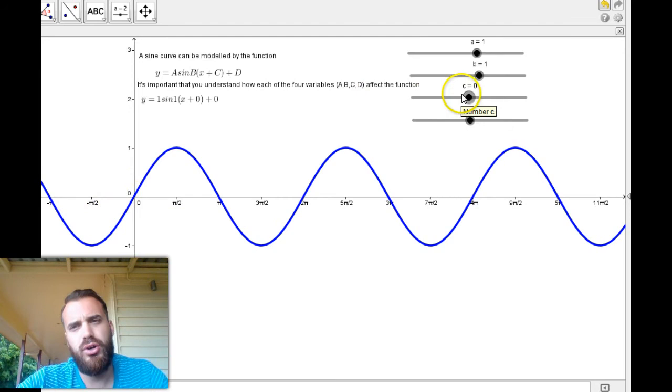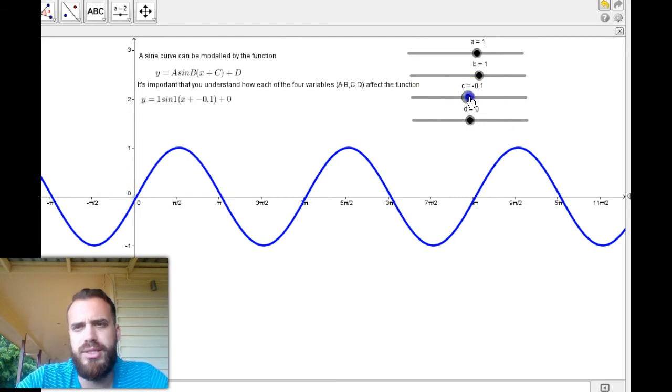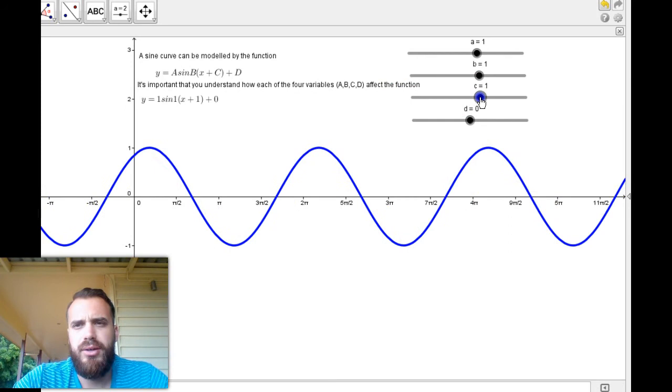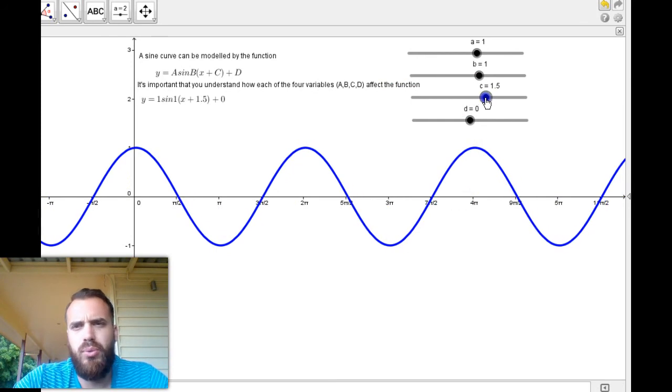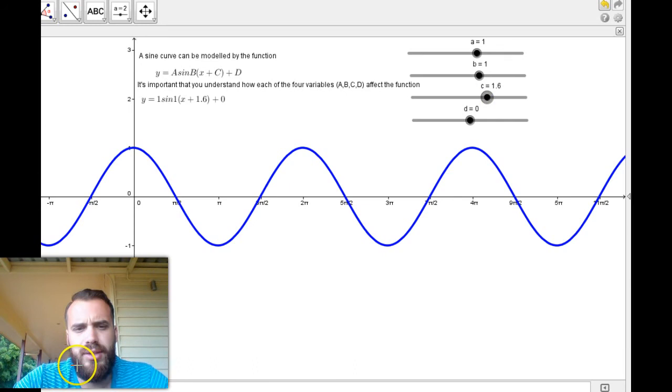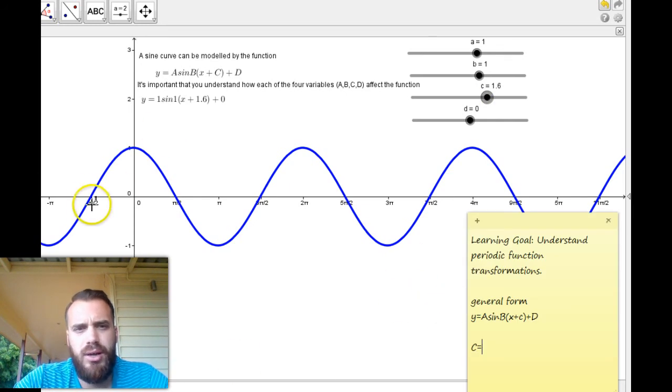Okay, so let's use a concrete example here. I'm going to move my c value up to about 1.6. Okay, there's our c value at 1.6. Now what's happened is our starting position, if you like, of our function moved from the origin back to approximately pi on 2, which, if you put that into your calculator, is somewhere between 1.5 and 1.6, which is what our c value is.